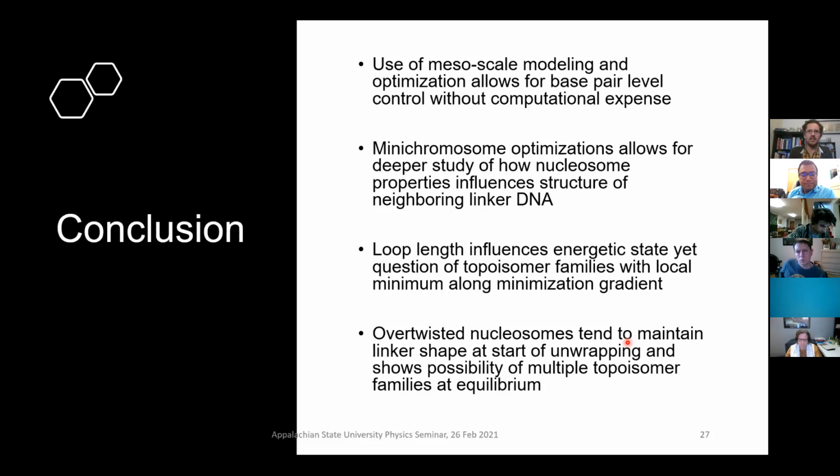We've seen that loop length is going to influence the optimized energy state, but there is now a question of whether or not there are certain topological families that might be more prevalent than the other. We didn't really talk about that with the loop length study. And lastly, the over-twisted nucleosomes tend to maintain linker shape at the start of unwrapping, but there is a less likelihood that it's going to change as we start to unwrap. And the question now becomes, is that a consistent property for an over-twisted nucleosome? Or is it something that's specific to that one nucleosome itself?